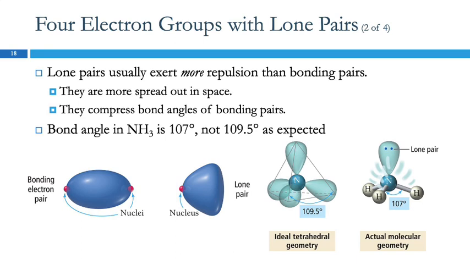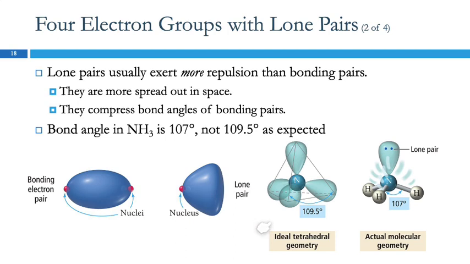So lone pairs are more repulsive than single bonds, than any bonding pairs, actually, because they spread out in space. And here's an illustration to help us visualize why. So a bonding pair is stuck between 2 nuclei, and so it's constrained. A lone pair is basically attached to the nucleus, but there's nothing on the other side, and so it can just spread out and get really big and fat like that. So that's going to take up more space.